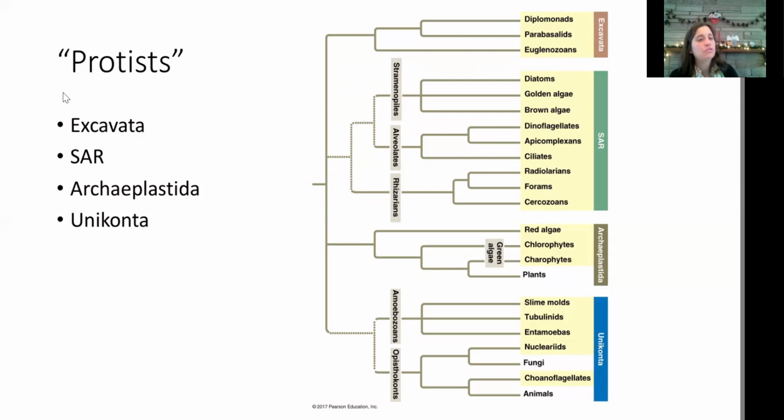You need to be able to compare and contrast the groups, so knowing what's similar and what's different, and you also need to be able to just know the specific organisms that we talked about and how they're classified and why they're classified that way.